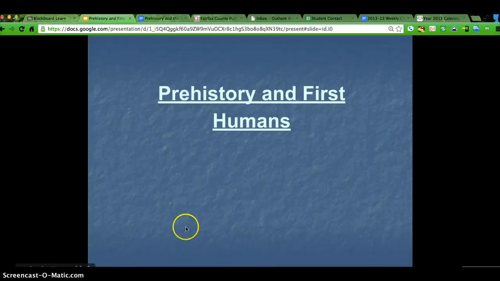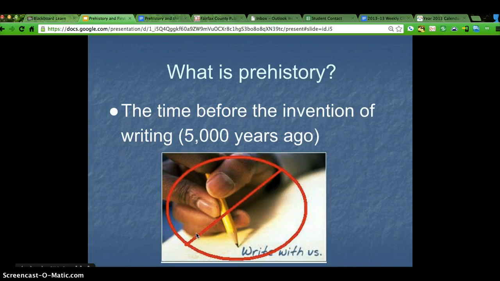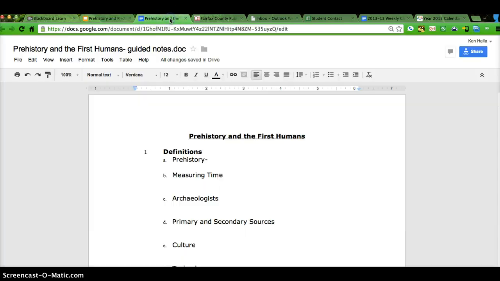So let's go. First of all, what is prehistory? Prehistory is any history that hasn't been recorded, or was made, I should say, before we actually had writing, so roughly 5,000 years ago. So you go to your sheet and you would write: history before there was writing.